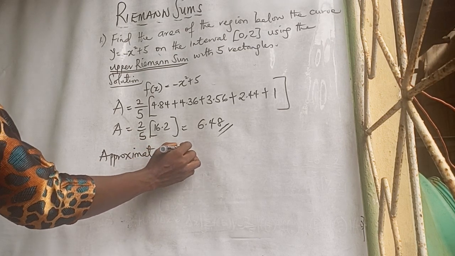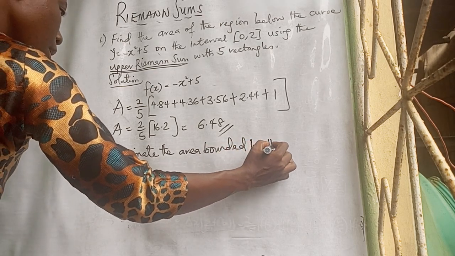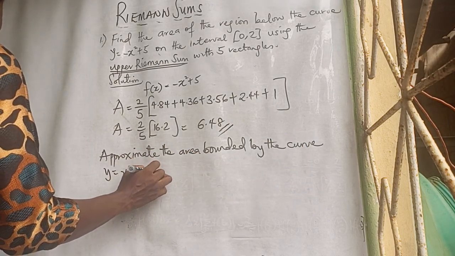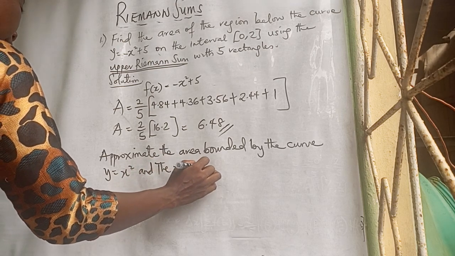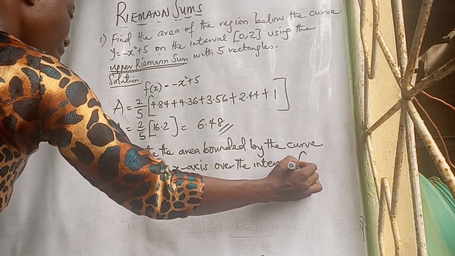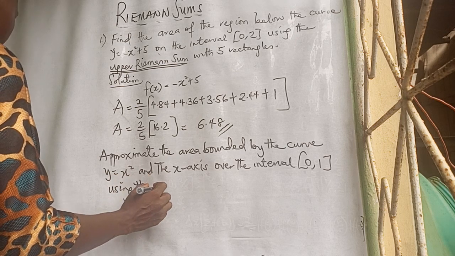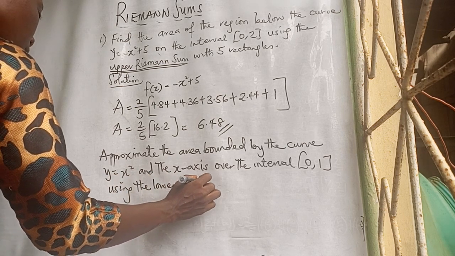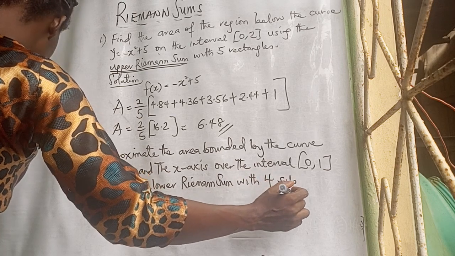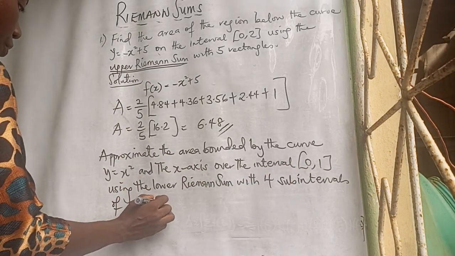Approximate the area bounded by the curve y equals x squared and the x-axis over the interval 0, 1 using the lower Riemann sum with 4 subintervals of equal width.